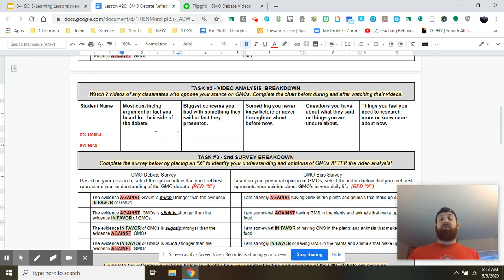So the most convincing argument or fact they had. This isn't you looking and saying, this was super convincing, I now am for the other side. This is you saying, okay, what was their strongest fact? This isn't an opinion. This is where is their best fact, their best thought, their best argument for their side. You really have to take your bias out of the conversation. So best argument, okay? Something that really stood out to you. The second one is the biggest concern you had about something they said or a fact they presented.